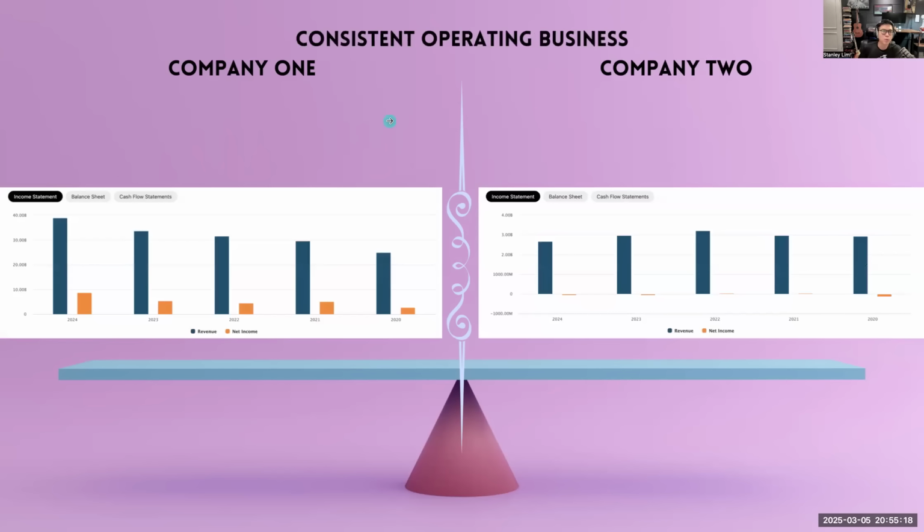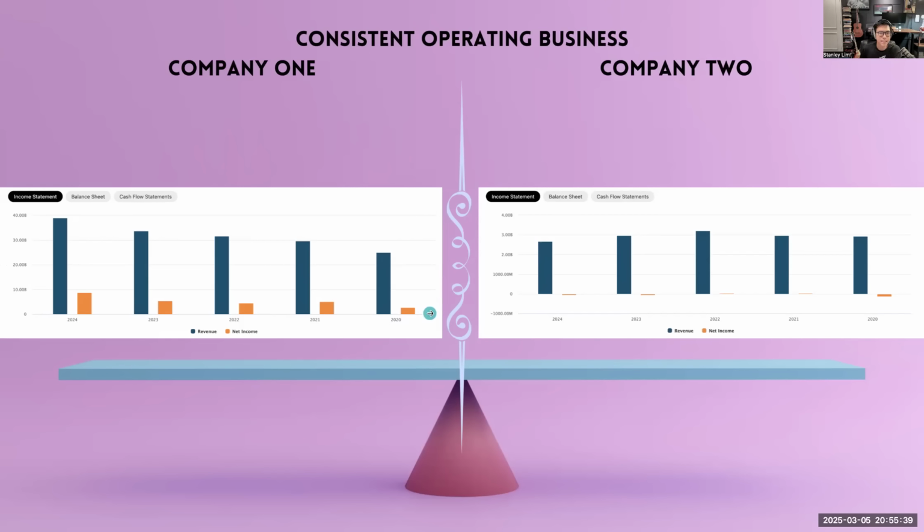Number two, we look at whether this company has a consistent operating business. This is just data coming from our iFast platform. And do note that on the left is actually the latest one. So 2004 is over here, while 2020 is all the way on the right. So you read from right to left.